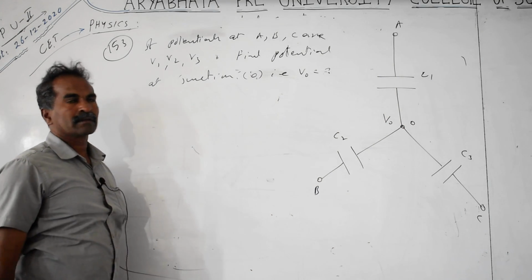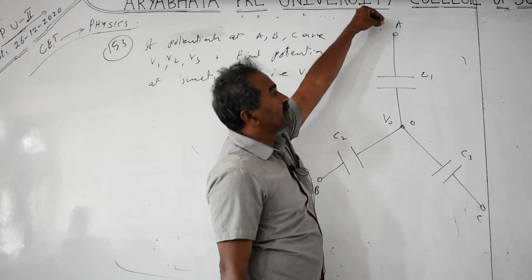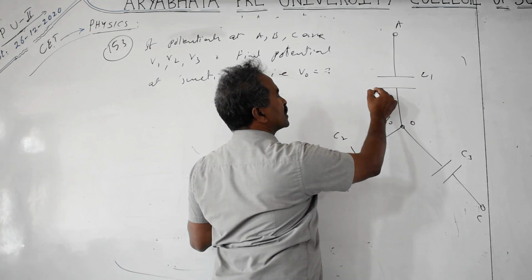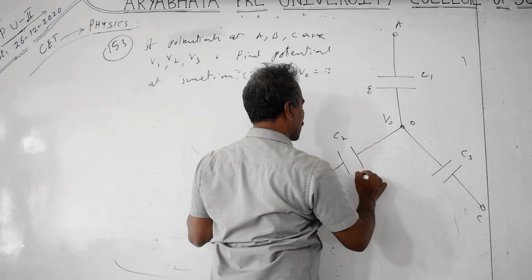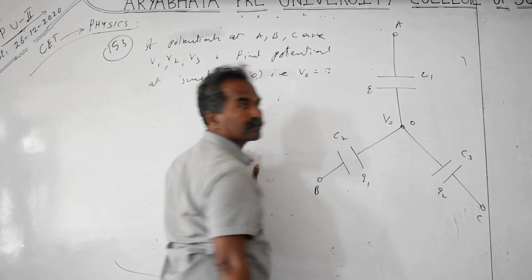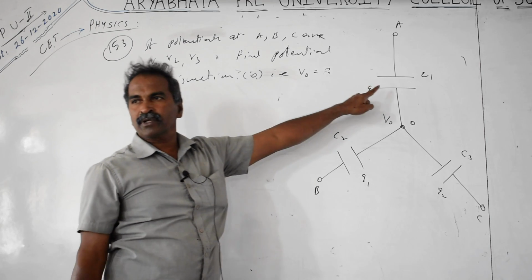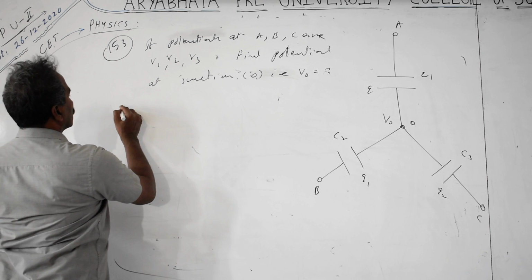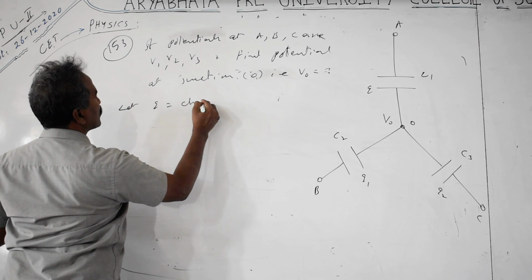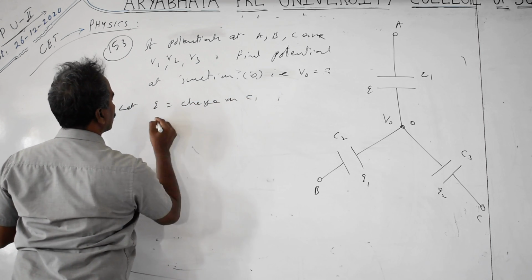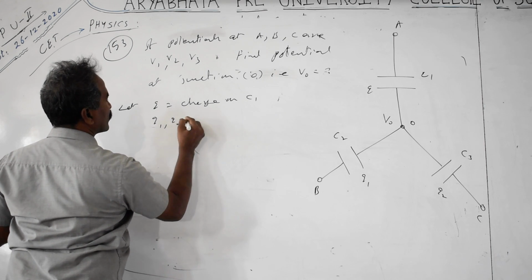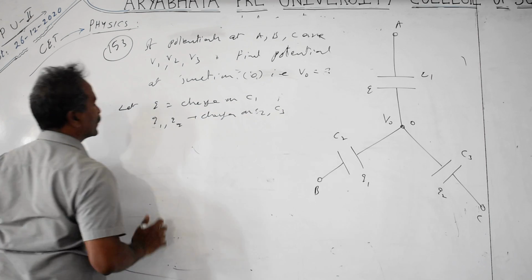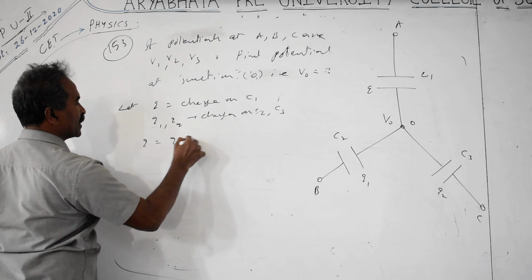Let us imagine that we are giving the charge from A. Then it is divided into 2 parts. Let us take this charge as Q supplied from here, and here it is Q1 and Q2. Let Q1 be the charge on C1, and Q2, Q3 the charges on C2, C3 respectively. So Q is equal to Q1 plus Q2.